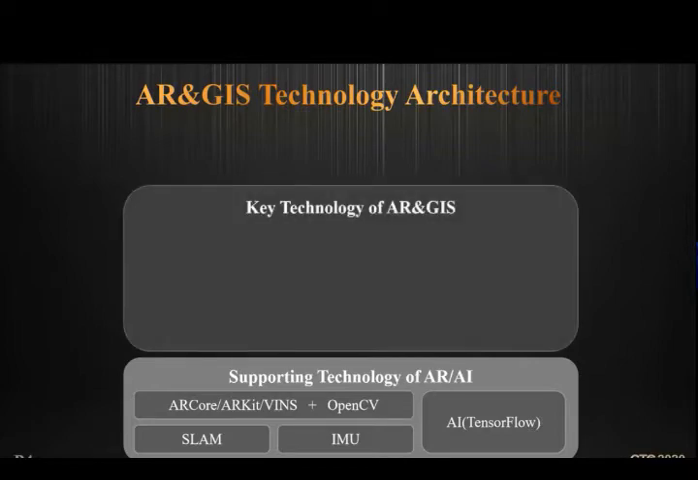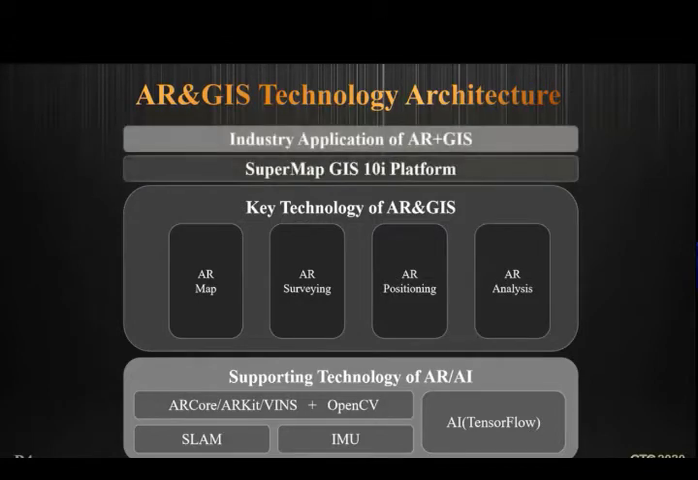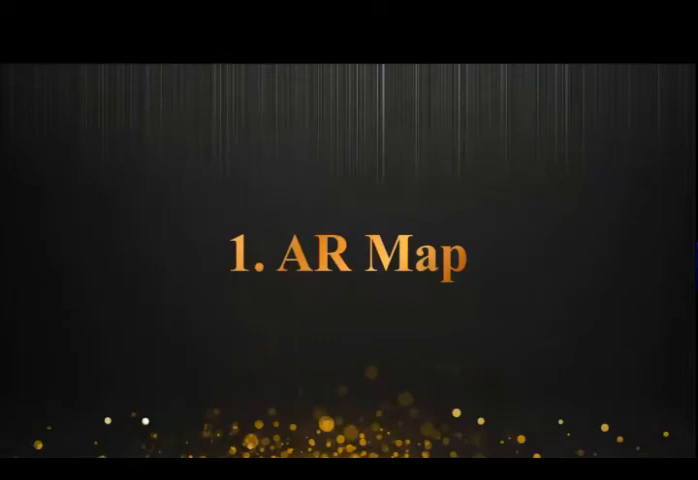So with these supporting technologies, here are the four main key technologies of AR and GIS. First is AR map, AR survey, then AR positioning and AR analysis. And the SuperMap GIS 10i platform supports these four key technologies and can develop industry applications of AR and GIS based on them. So let's talk about these key technologies in detail. The first one is AR map.